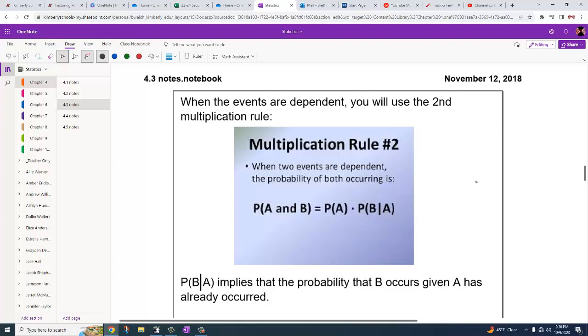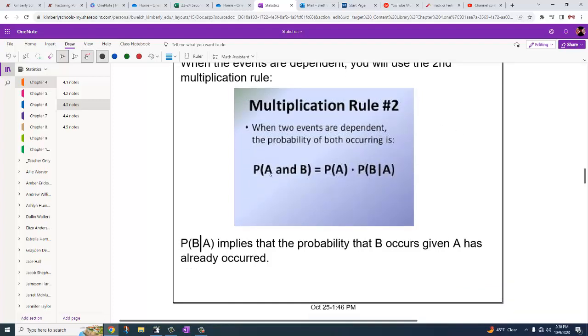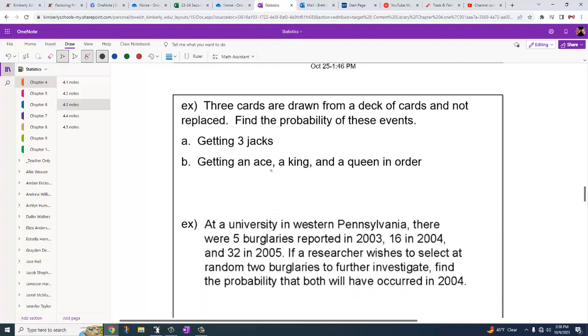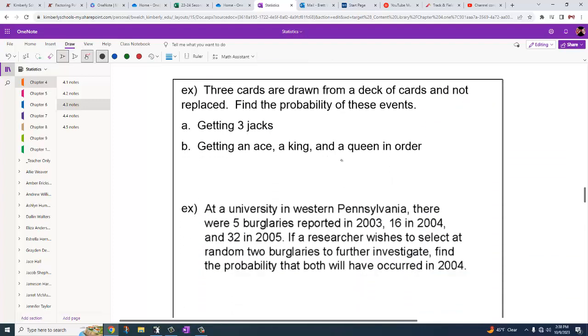So when the events are dependent, you'll use the second multiplication rule. The probability of A and B is the probability of A times the probability of B given that A has already occurred. So let's look at some examples. These will really help you out. 3 cards are drawn from a deck and not replaced. What is the probability of getting 3 jacks?